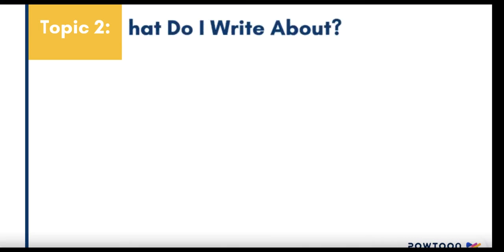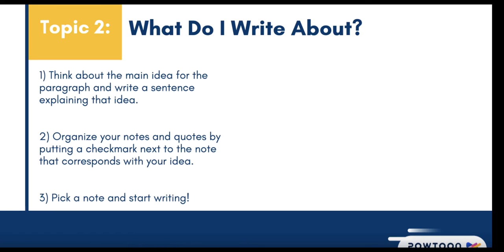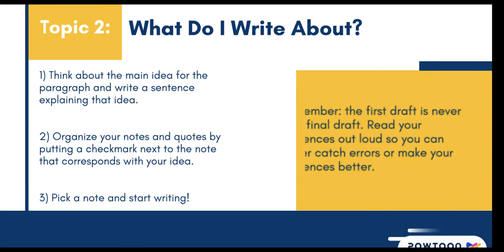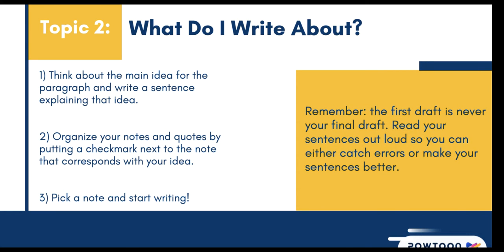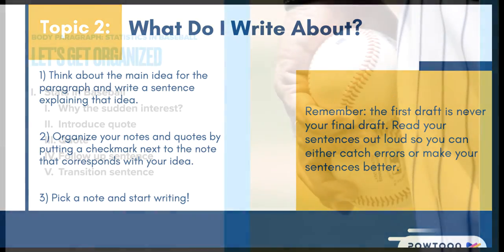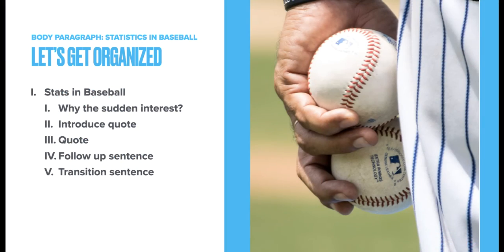Topic number two, what do I write about? If you're having a difficult time getting started, I have a couple of ideas for you. First, think about the main idea for your paragraph, and then write a sentence explaining that idea. It's a good starting point. Second, organize your notes and quotes by putting a check mark next to the note that corresponds with your idea. Then pick a note and start writing. All right, let's get organized.